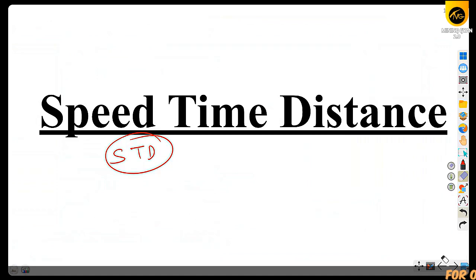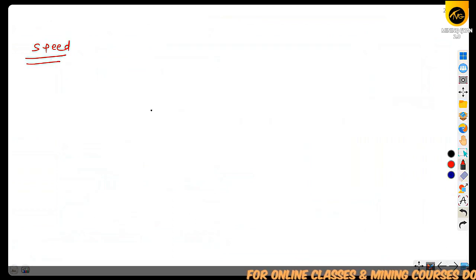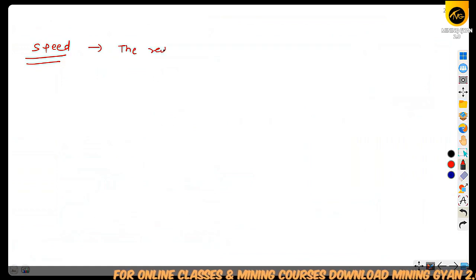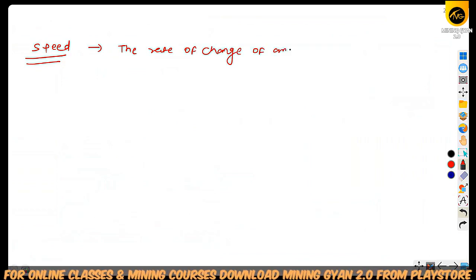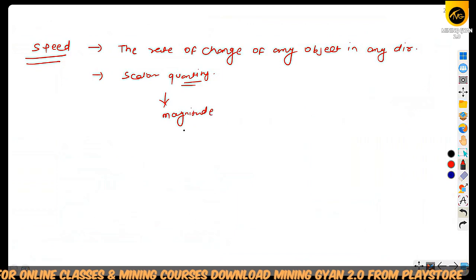Okay, so as already known, speed is the rate of change of position of any object in any direction. What is speed? Speed is the rate of change of any object in any direction. So it's basically a scalar quantity. Okay, so scalar quantity means it has only magnitude and not direction.